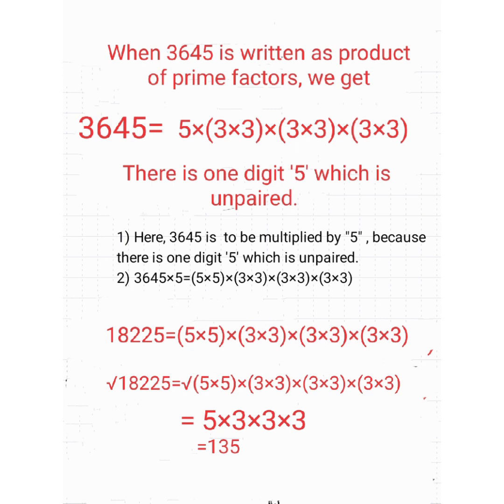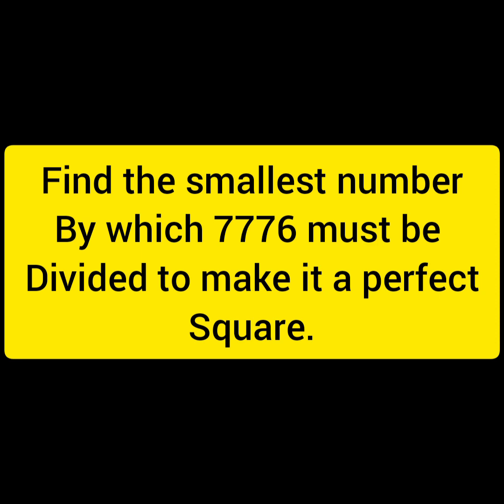Therefore, what is the digit with which it is to be multiplied to make it a perfect square? 5. Then once it is multiplied by 5, it becomes a perfect square, whose square root is 135. Next question, find the smallest number by which 7776 must be divided to make it a perfect square.